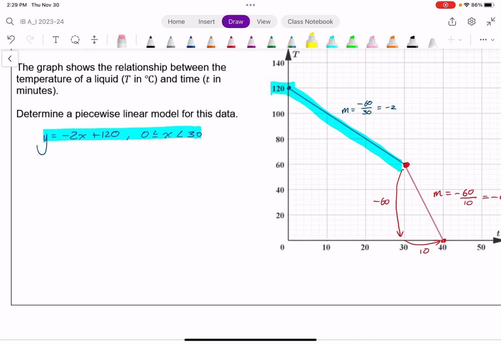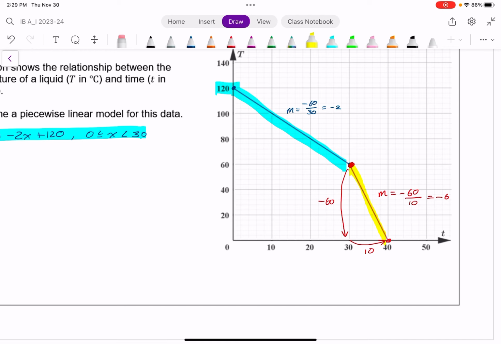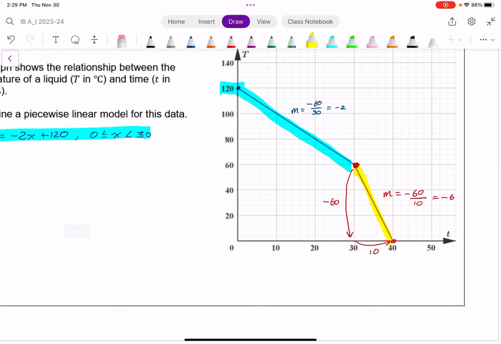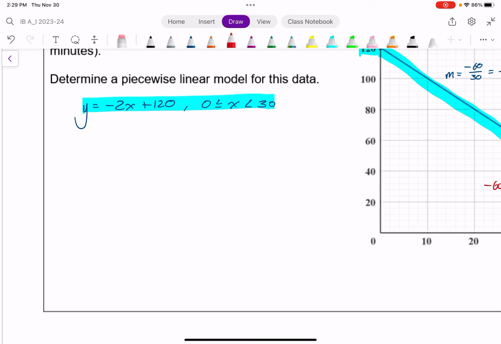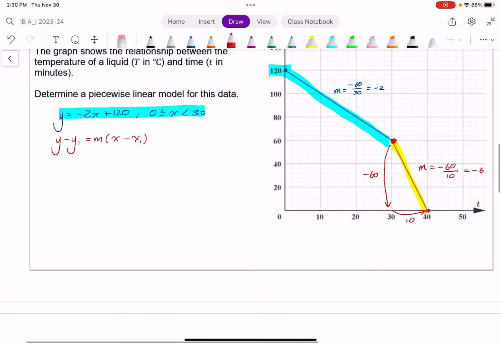So now just a little bit more work is to find the equation of this line segment. The only reason this is a bit more work is because I can't see the y-intercept. But I don't need to. We learned earlier, or reviewed earlier, that any linear equation can be determined if you know a point and the slope. And so we call this point slope form or point gradient form. And it looks like this, where again, the slope we know is negative 6. And I know a point. I can pick any point. I'm going to pick this point right here, which is 30, 60. So that's my x1 and that's my y1.